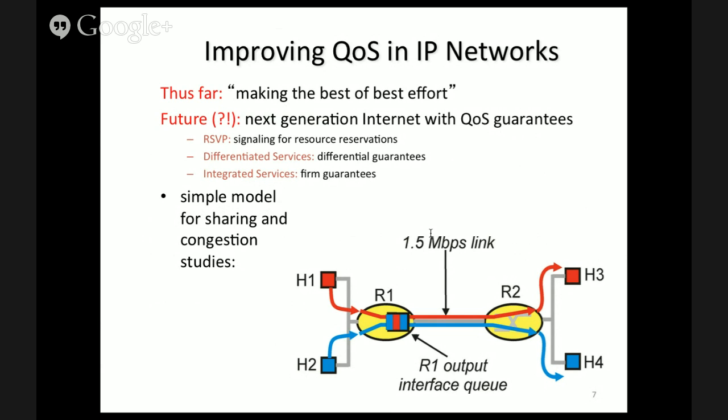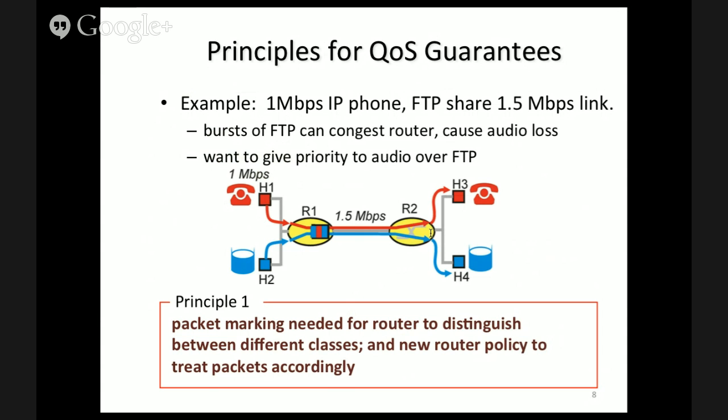We will assume that the link between the two routers has a capacity of 1.5 megabit per second. So let's start by considering a situation in which the red connection is a multimedia one, in this case a very simple voice over IP connection.